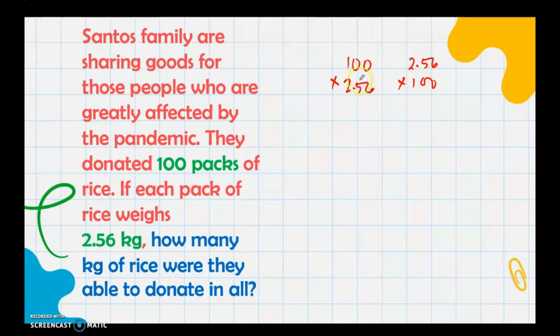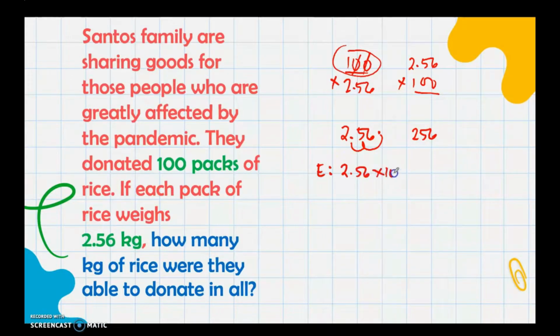Now in these given factors, as you can see, there's 100. If you're going to multiply by 10 or 100 or 1000 and so on, then all we have to do is take the other factor, which is the 2.56. You just have to move the decimal point to the right depending on the number of zeros of this number. Since we have 2 zeros, we will move 2 decimal places, 1, 2. Therefore, the answer is 256.